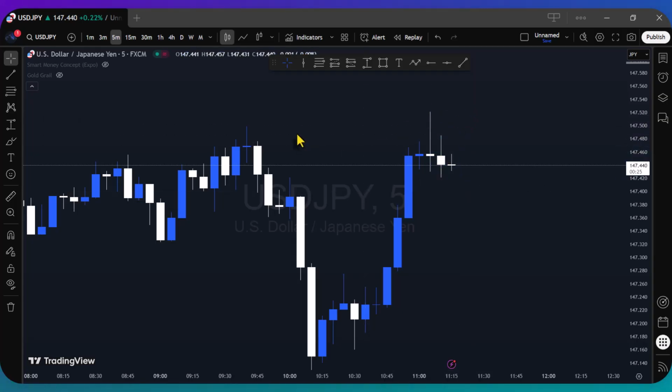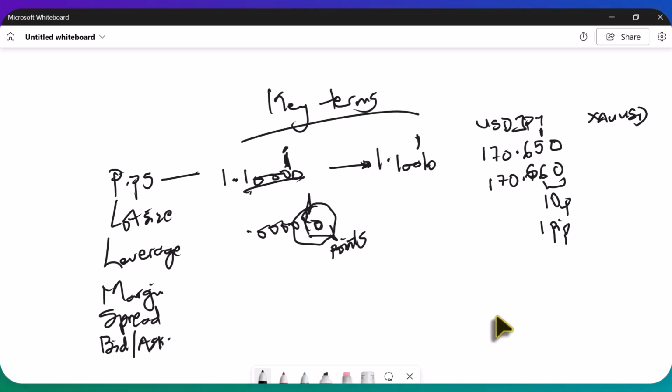Now, for XAU/USD, it's kind of different, but it's the same. I don't know which word to use, but for XAU/USD, let's assume we have something like prices at 3,500.000, and then price moves to 3,500.100. Usually this is a 10 pip movement.